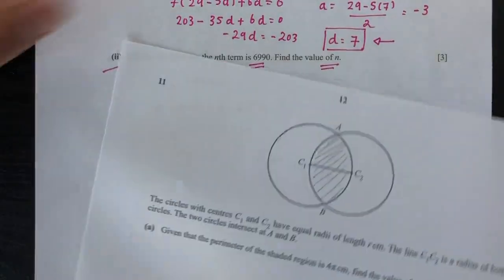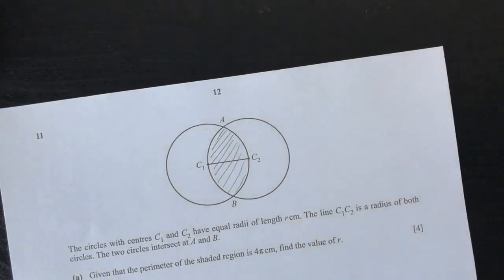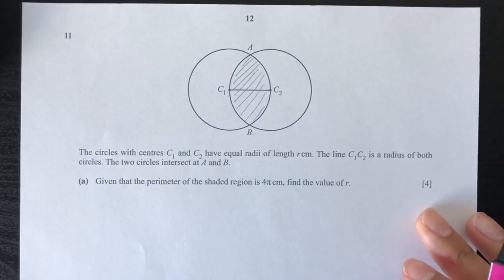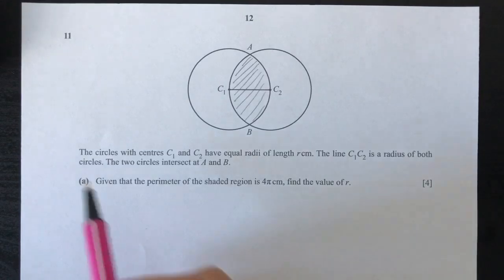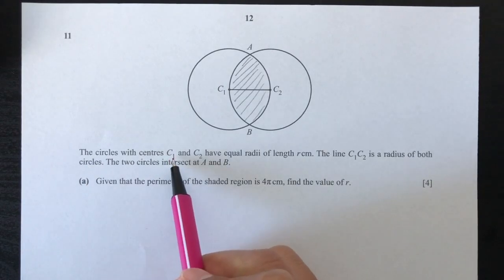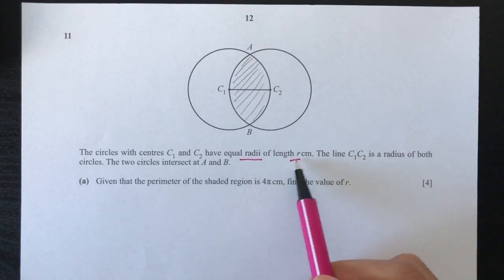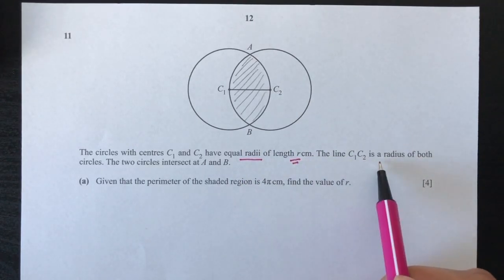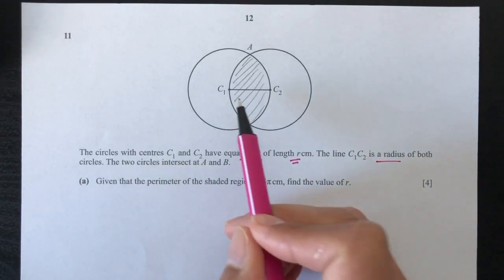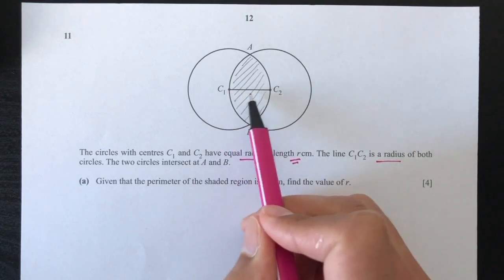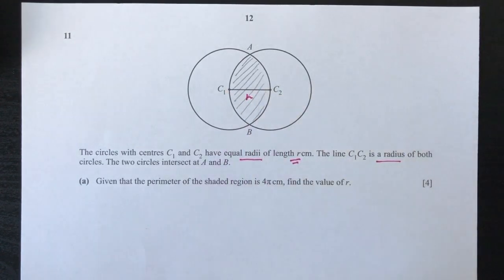Now let's move on to the last question of this paper. So question number 11, let's see what we have here. We have the circles with centers C1 and C2 that have equal radius, so they have the same radius r. The line C1C2 is the radius of both circles, so this length is r as well.